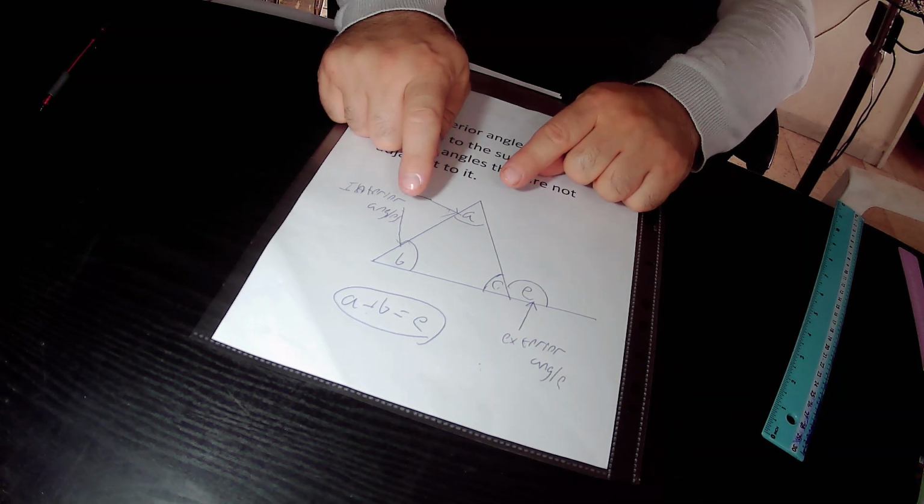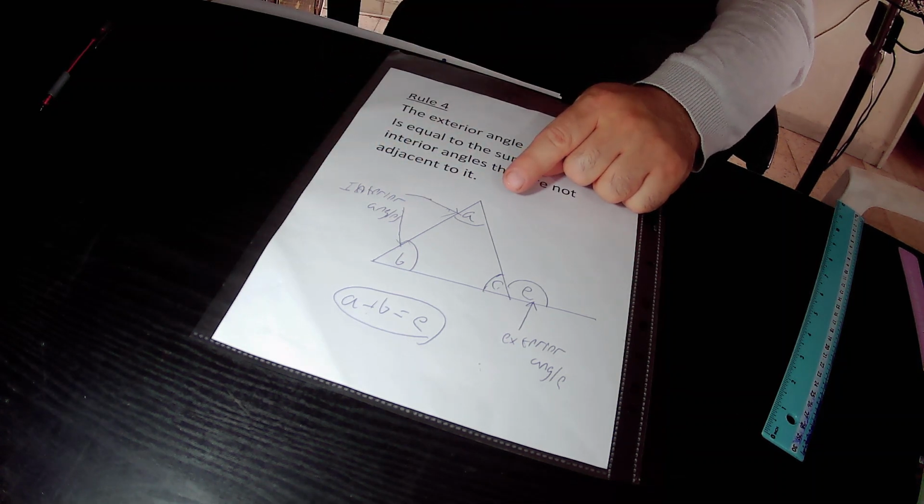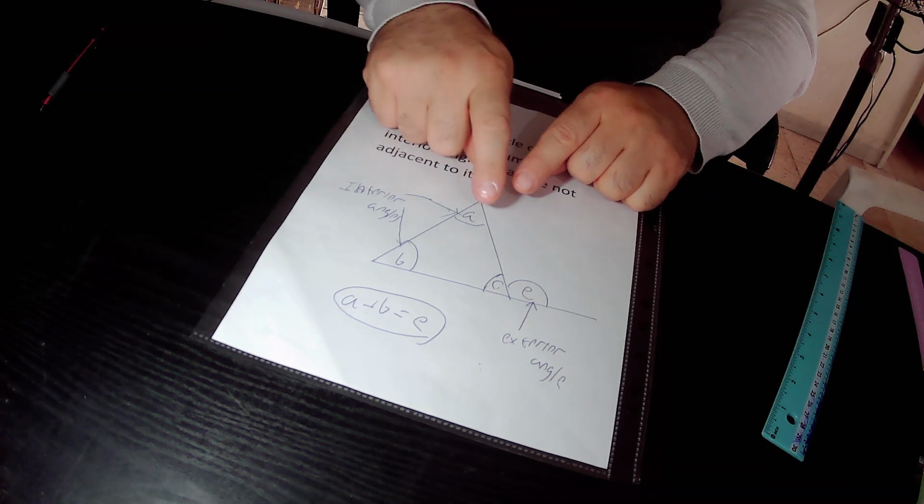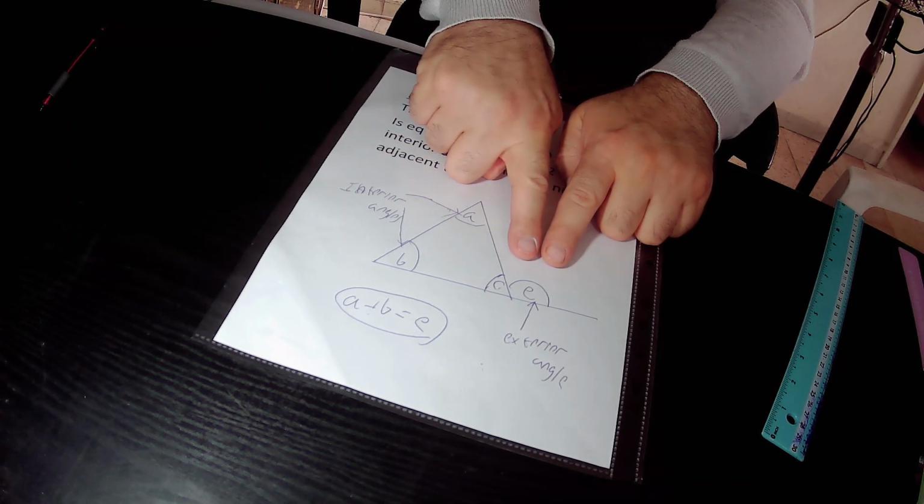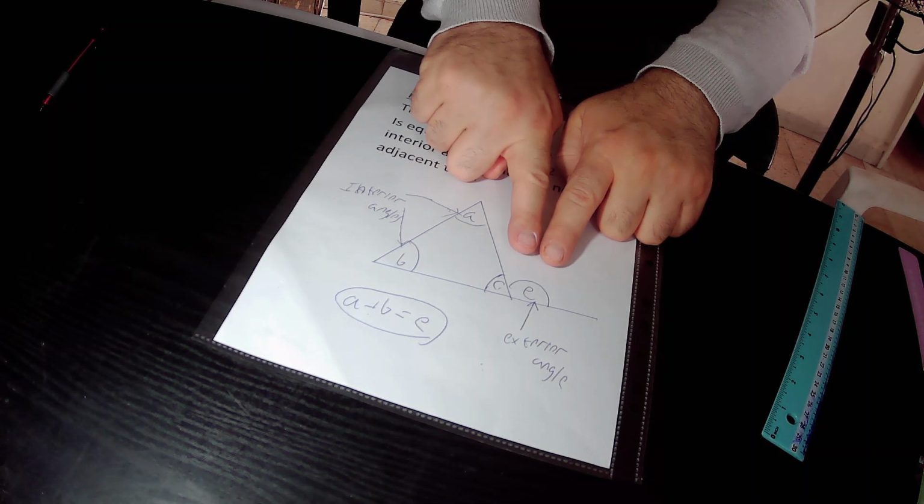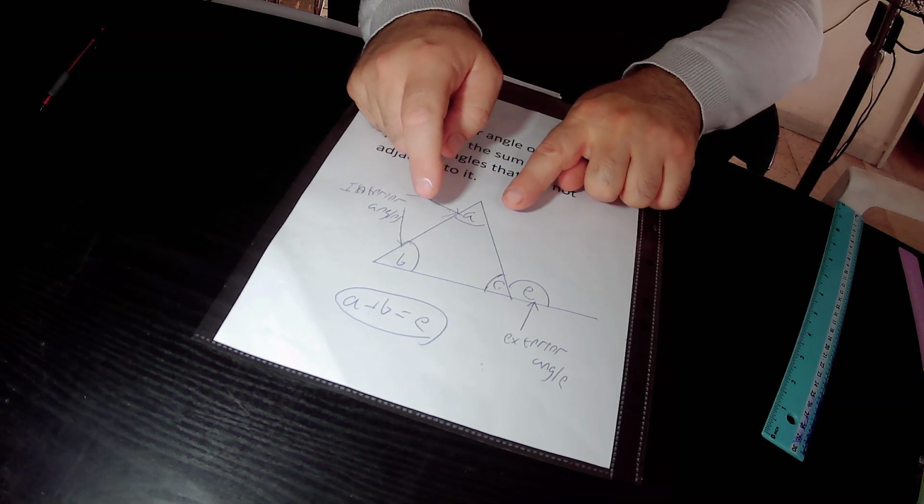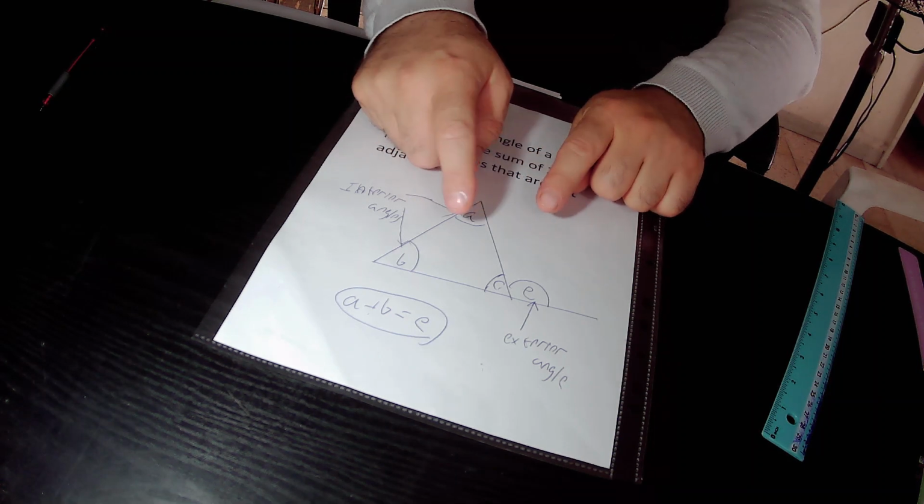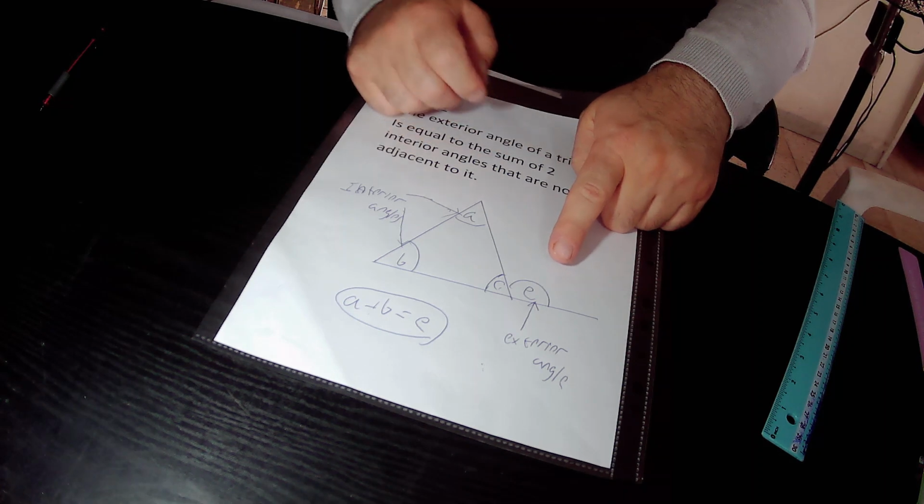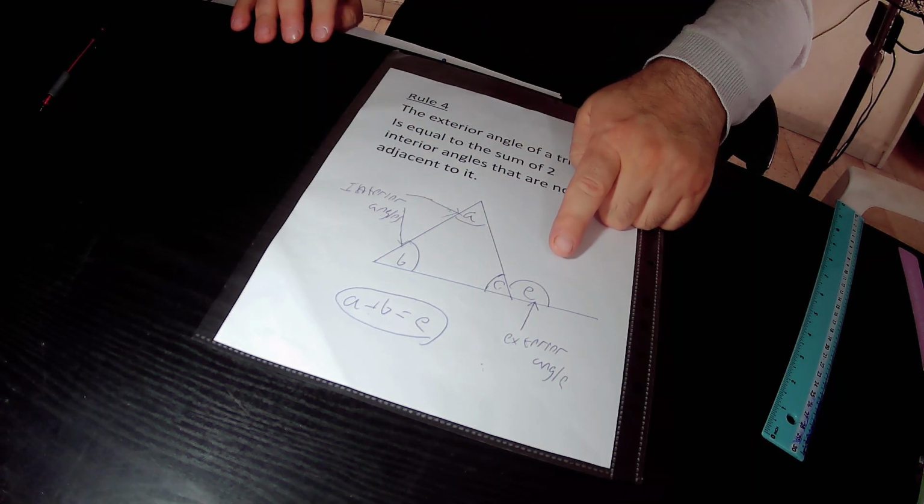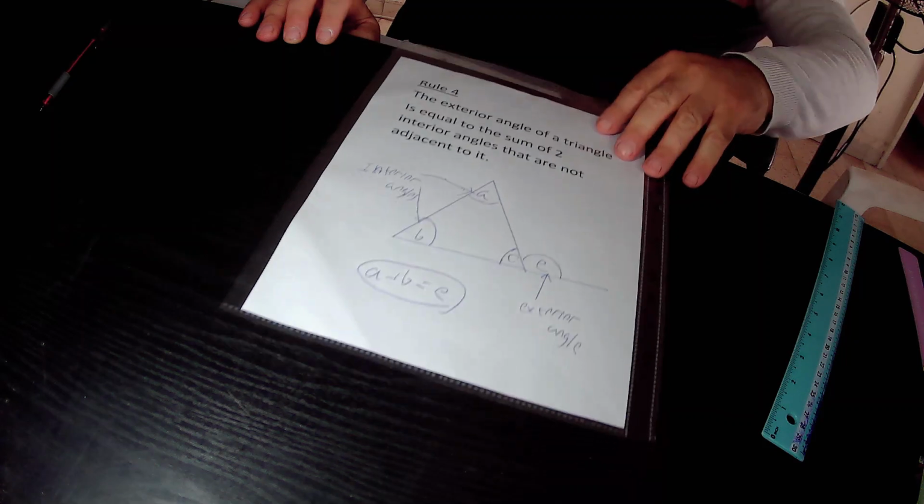Those two angles A and B, they are both interior angles that are not adjacent to this angle E. So in conclusion, we found out that the size of the exterior angle E is equal to A plus B, and A and B are two interior angles that are not adjacent to this angle E. So we can actually implement rule 4 in our drawing.